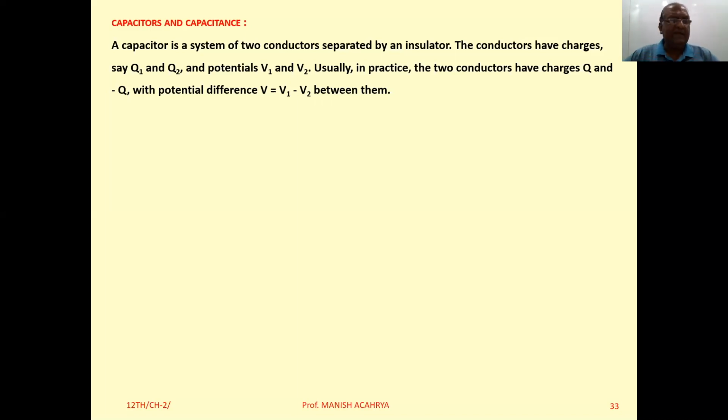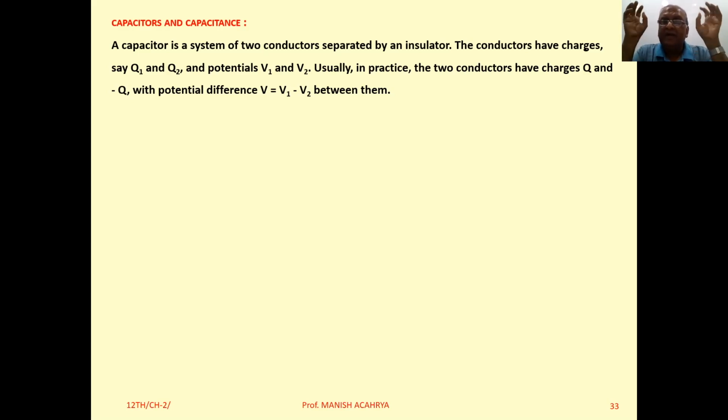Now next topic, that is capacitors and capacitance. Capacitor is an energy storage device. In a capacitor, we can store the energy in the form of electric field. Later on, we will calculate this energy and all these things also, right? Now, a capacitor is a system of two conductors separated by an insulator, or we can say separated by a dielectric substance.